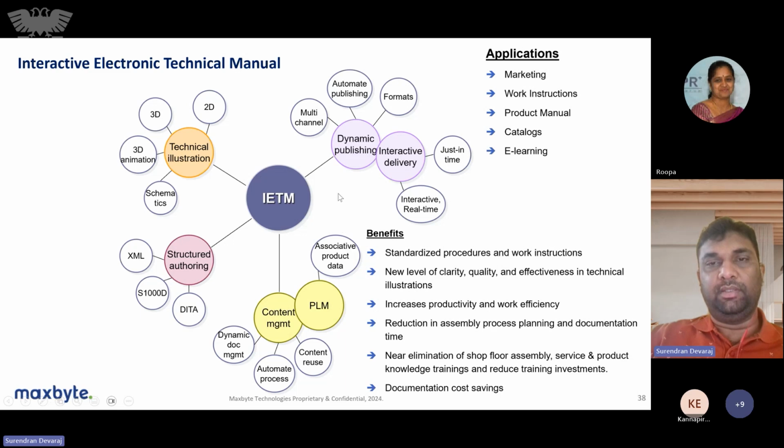So the publishing, and also the content management, structured authoring. There are different standards followed by different industries for document management purposes. S1000D or DITA are some of the standards followed across industries for documentation. And these IETMs come with inbuilt libraries, so that we can choose whatever data or structures we are following, and then create our own technical illustrations. It can be marketing material, a work instruction, a product manual, an e-catalog, or even be used for e-learning and training purposes as well.